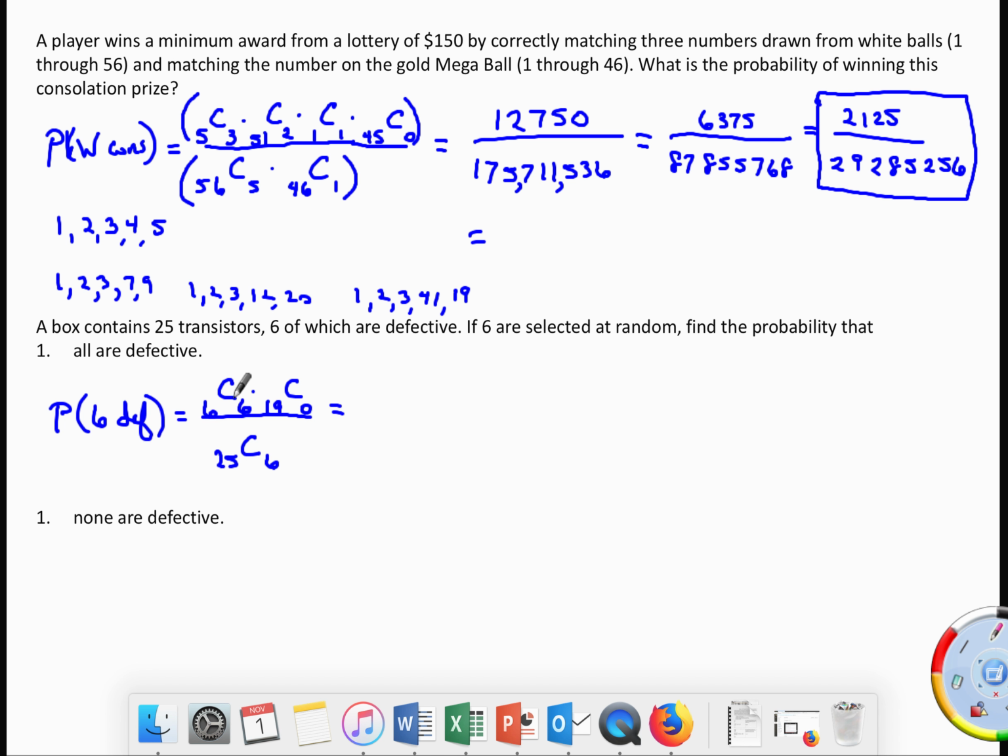Actually, both of these are 1, right? There's only one way you can get those 6 defective ones. That's if you pick up the 6 defective ones. There's only one way that can happen. So I know that numerator is 1. If I don't catch that, I plug that in my calculator and see what it is. And now I just need to see the denominator, which is going to be 25 choose 6, right? 25 choose 6, which is 177,100.